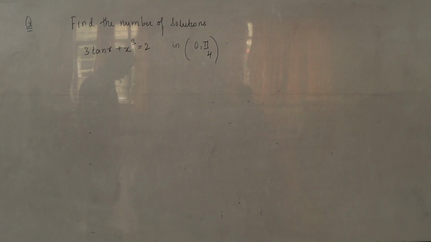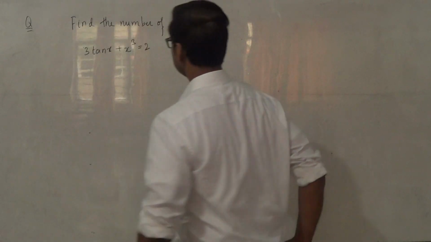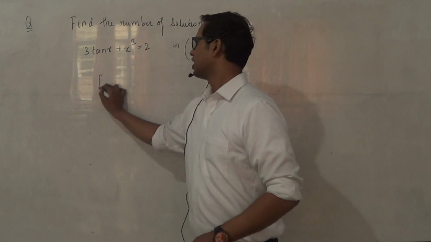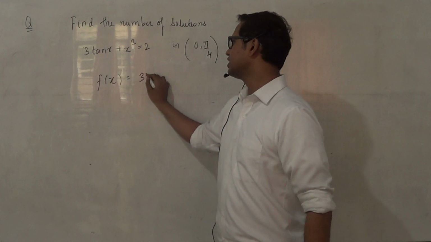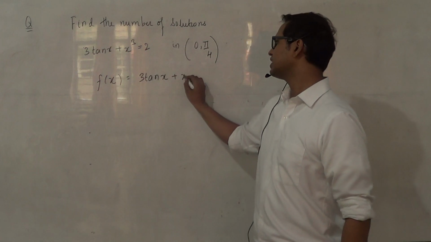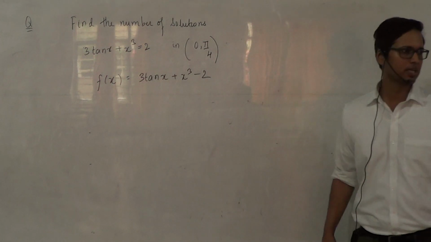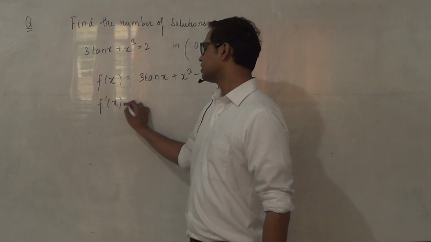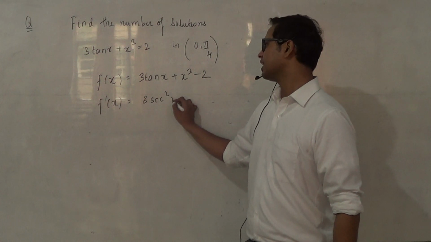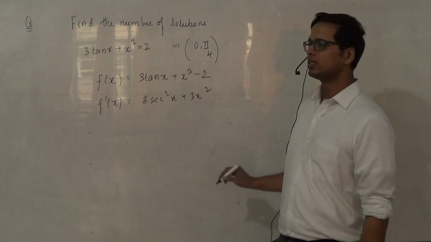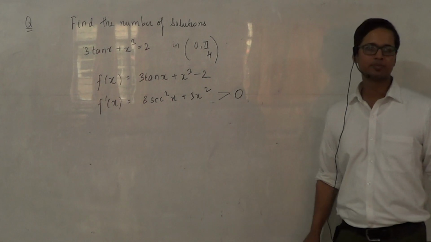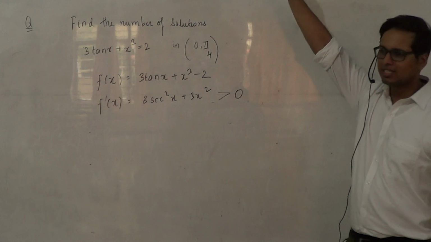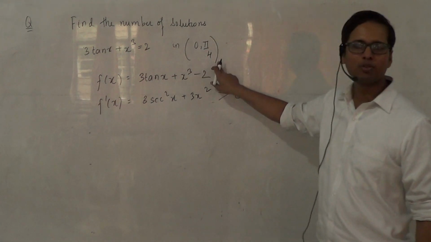You differentiate and check for strictly increasing in that interval. Let's consider a function to be 3 tan x plus x cube minus 2. If I differentiate this, I would get 3 sec square x plus 3x square, which is always a positive term. That means the function is always increasing, so it is increasing in the interval 0 to pi by 4 also.